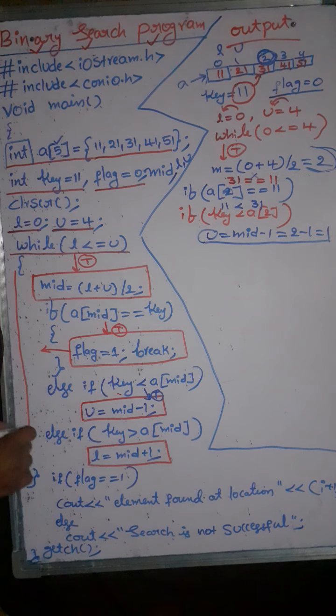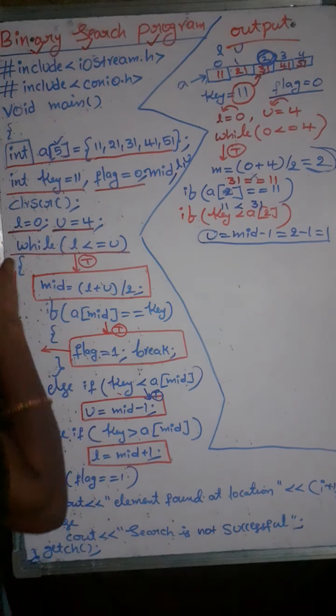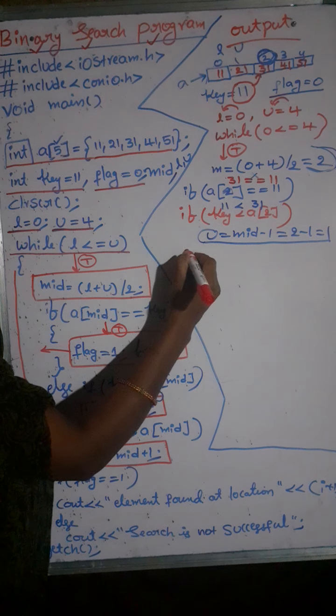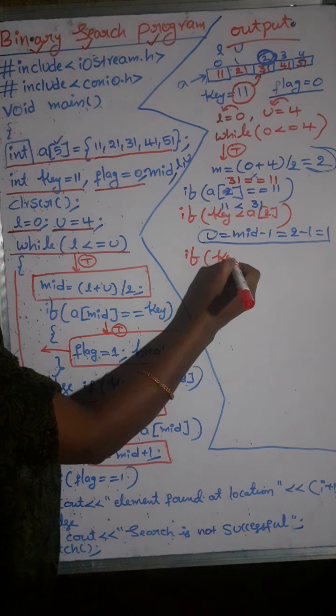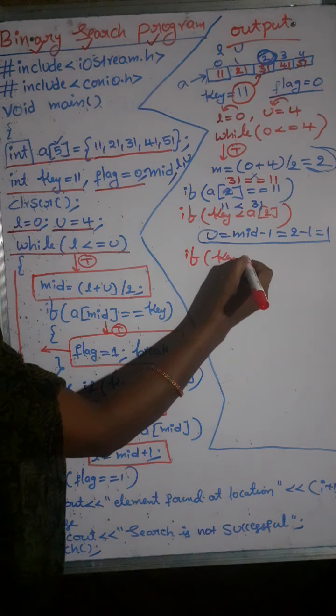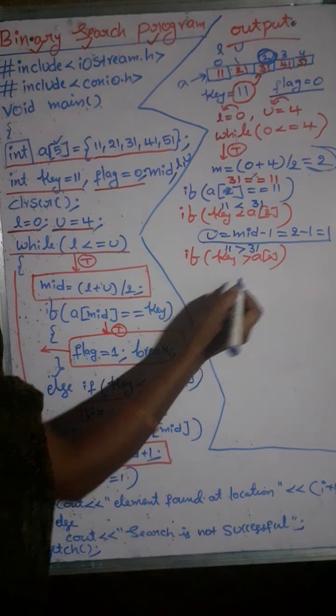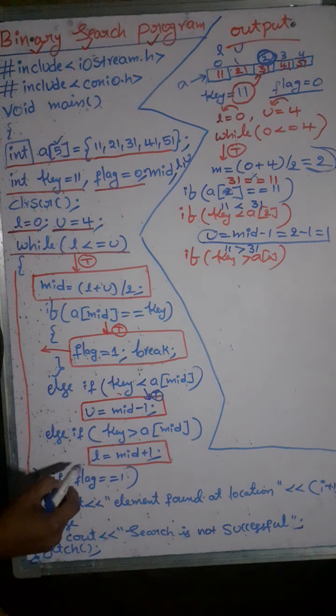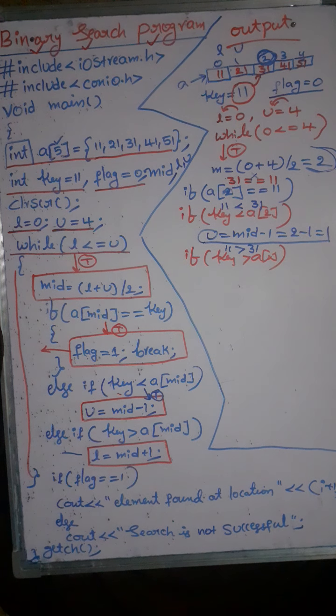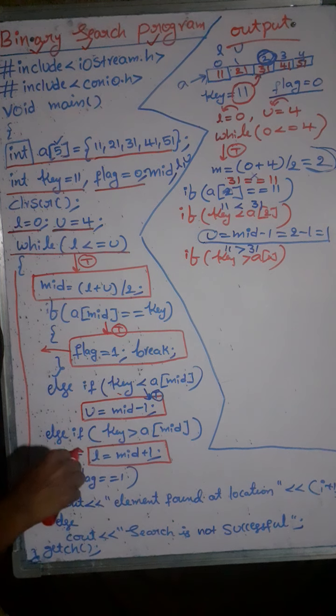Okay. So fine. Then what is the next condition? If key value is greater than a of mid. Key value means 11. Is it greater than mid? False, right? So this statement will not be executed. Okay, this statement will not be executed.